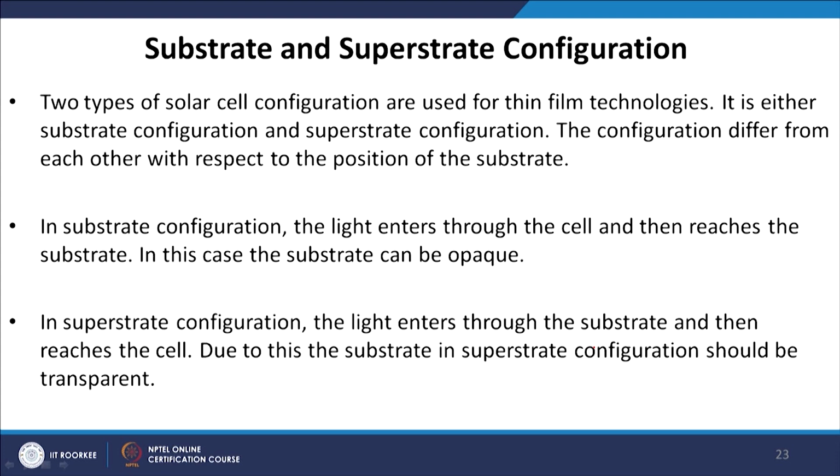Due to this, the substrate in superstate configuration should be transparent. So there are 2 different methods of the operation. In superstate configuration, the substrate should be transparent because light enters through the substrate and then reaches the cell. Whereas in substrate configuration, the substrate can be opaque because light enters through the cell and finally reaches the substrate.